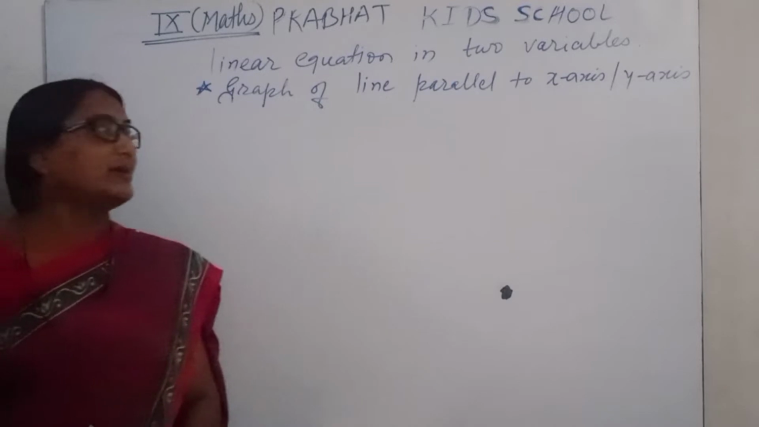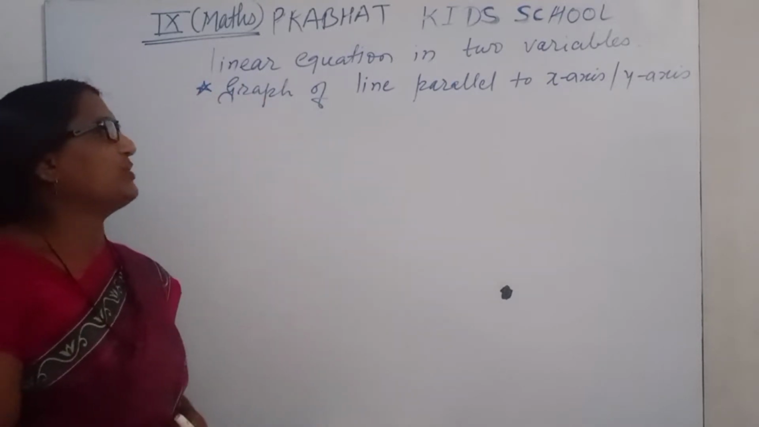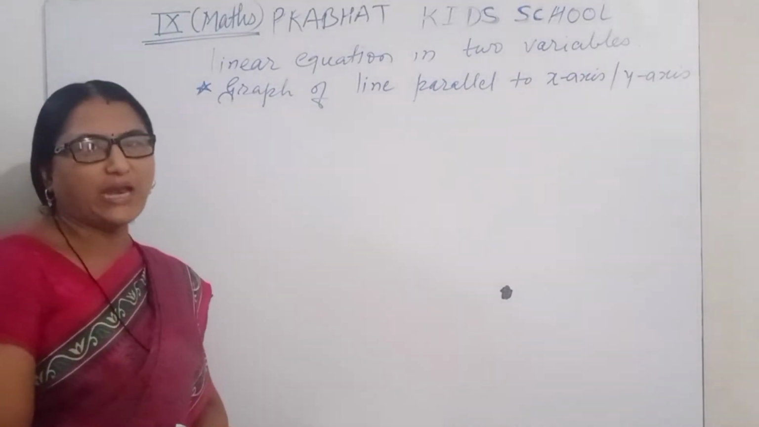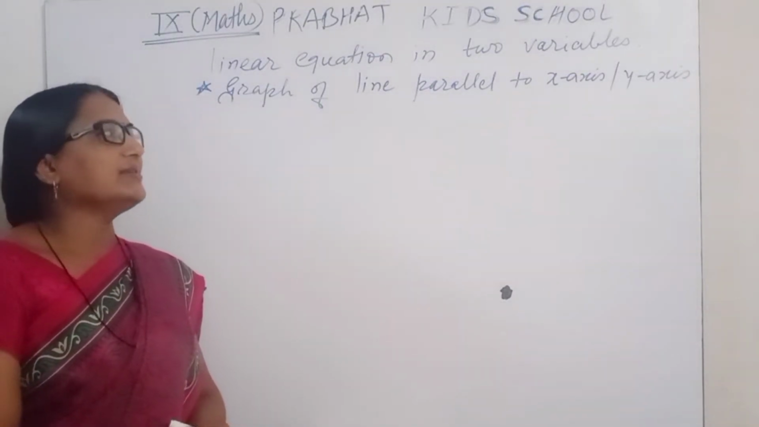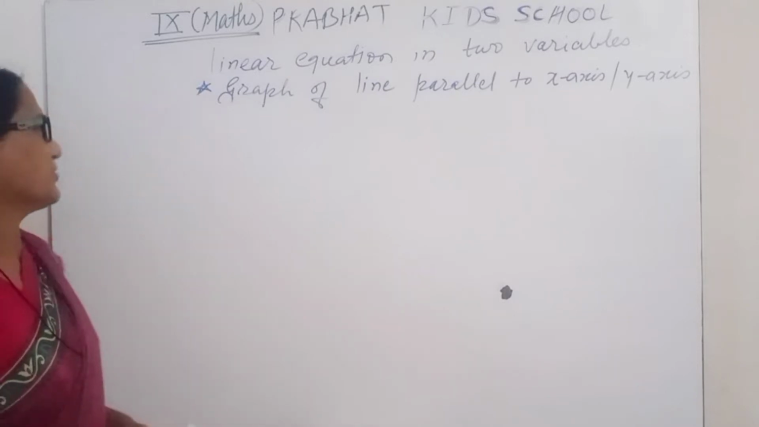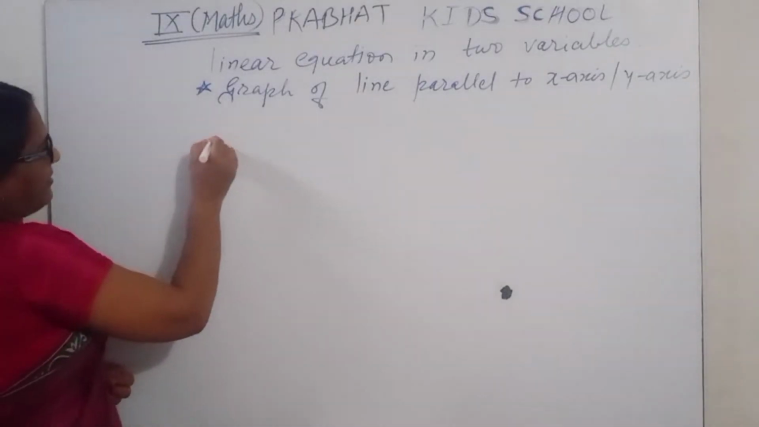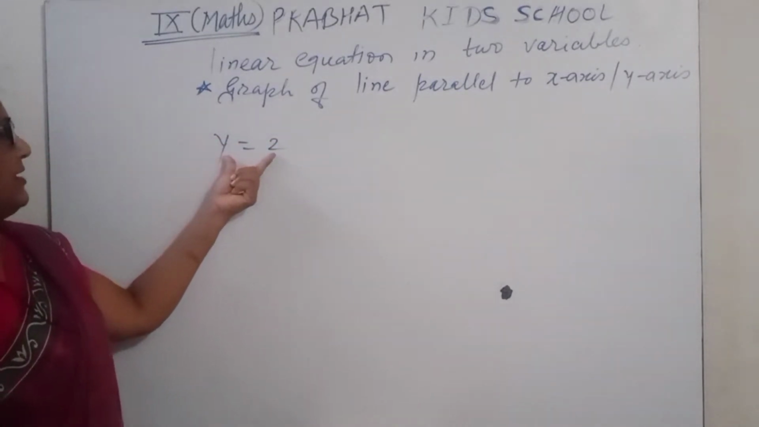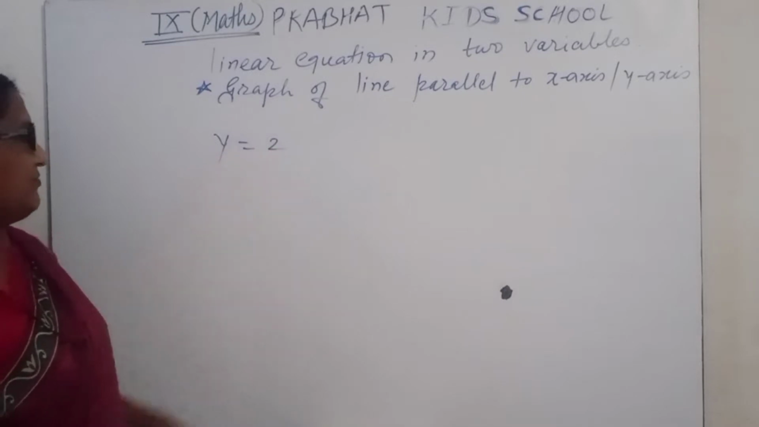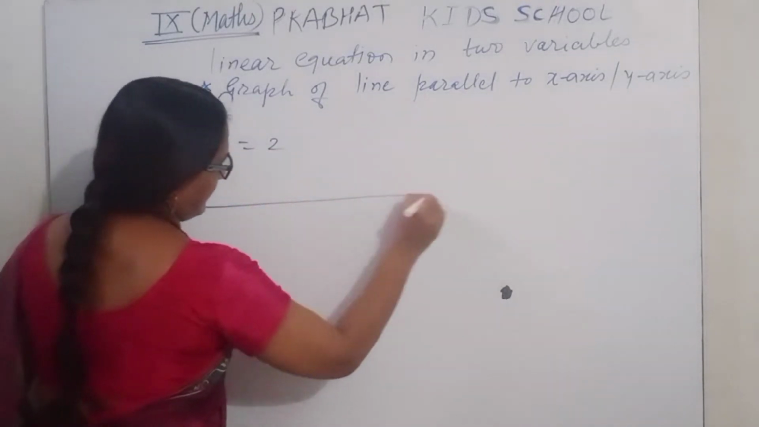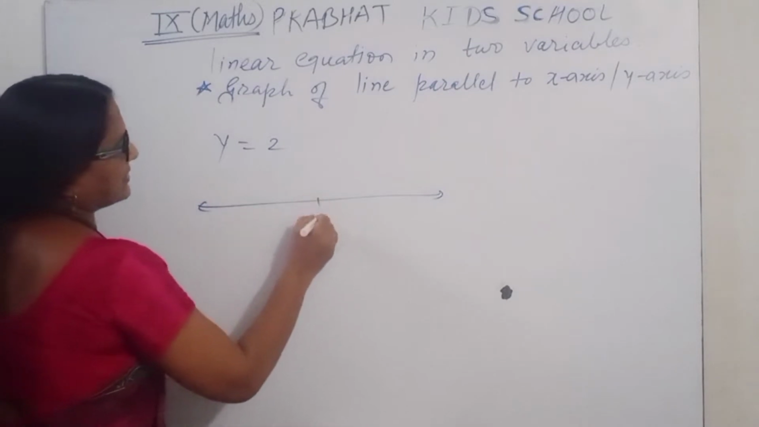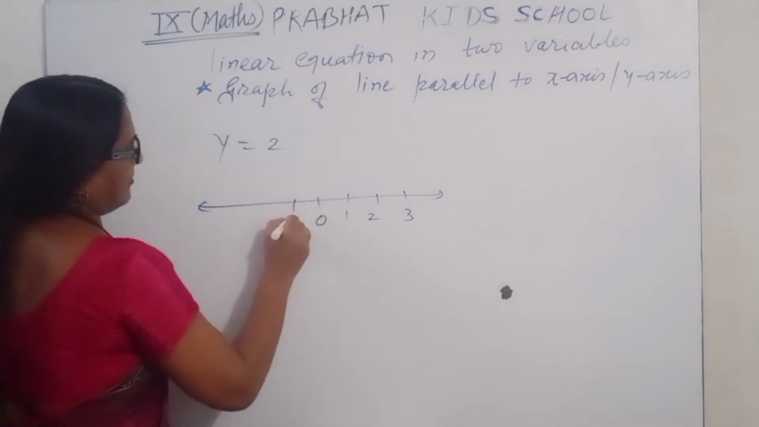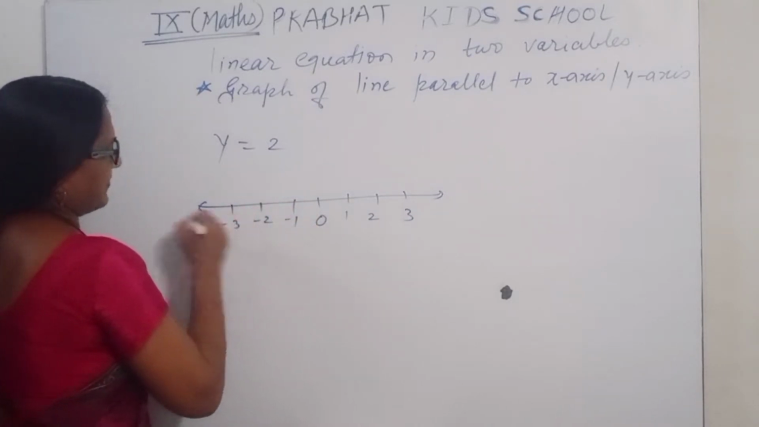Hello students, we are studying the chapter linear equations in two variables, and today's topic is the graph of a line parallel to the x-axis and y-axis. Suppose the equation is given: y is equal to 2. How will you show this equation or the graph of this equation? Draw the line. Okay, 0, 1, 2, 3, then -1, -2, -3.